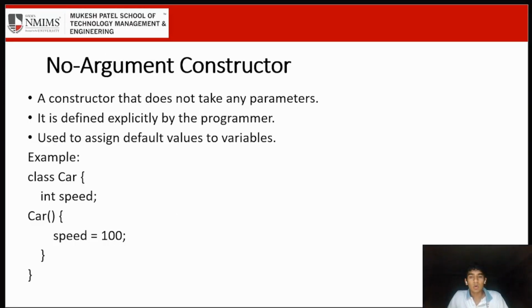Now we have the no-argument constructor. A no-argument constructor is a constructor that does not take any parameter. Unlike the default constructor, it is written explicitly by the programmers. It is used to initialize variables with default values that are defined by the programmer. Here, the constructor sets the speed of the car as 100 when an object is created. Therefore, whenever an object is created using this constructor, it will always start with a speed of 100.